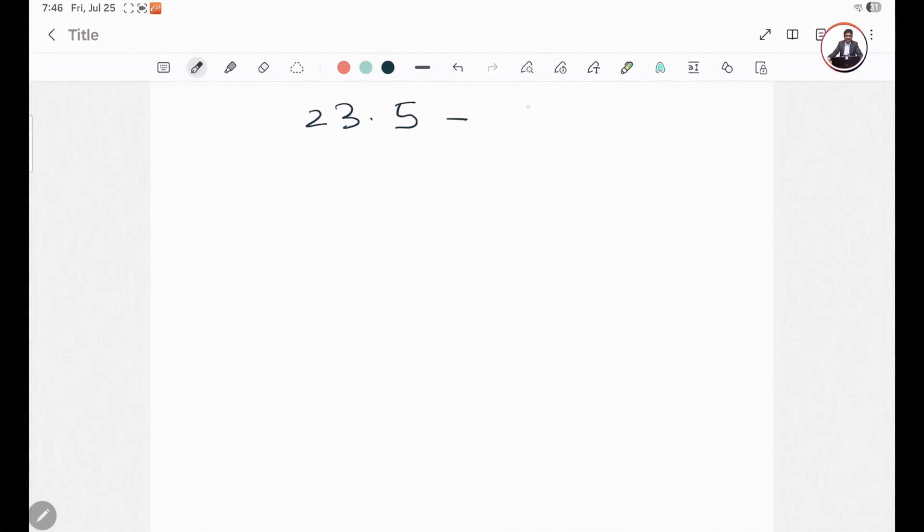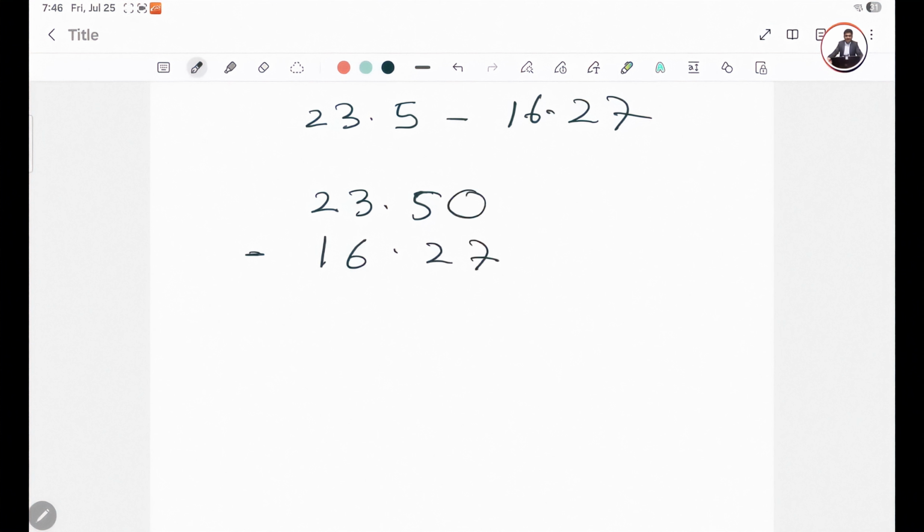And we go with decimals. Say, for example, if I want to take away 23.5 minus 16.27. In this case, write down 23.5 here, and then on the bottom write down 16.27. So to make it equal, you put 0. That's fine, it doesn't have any value. And then 0 take away 7, you can't do it. Take 1 from here, and here becomes 10, and then 10 take away 7 is 3. Here is 4. 4 take away 2 is 2.